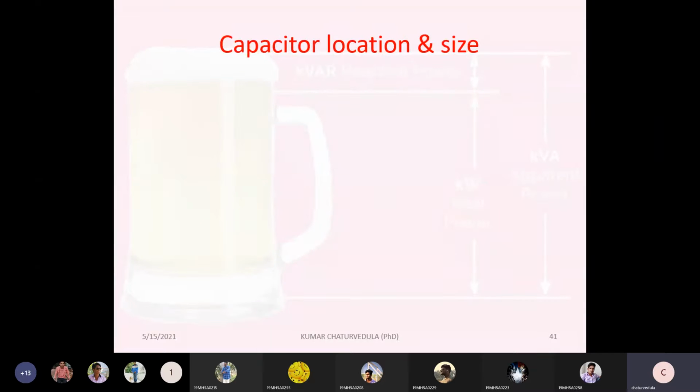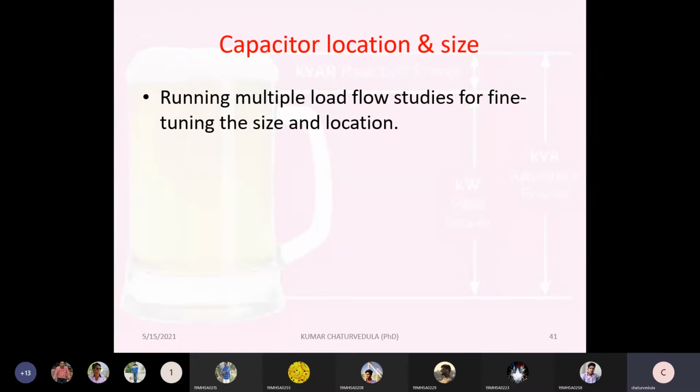First and foremost is capacitor size and location. We have to know where exactly the capacitor has to be placed. Generally, as we have seen in the previous lectures, the capacitor is placed nearer to the load. If you take a big power system, loads are at different places, and sometimes it may not be possible to fine tune the location where exactly the capacitors have to be placed.